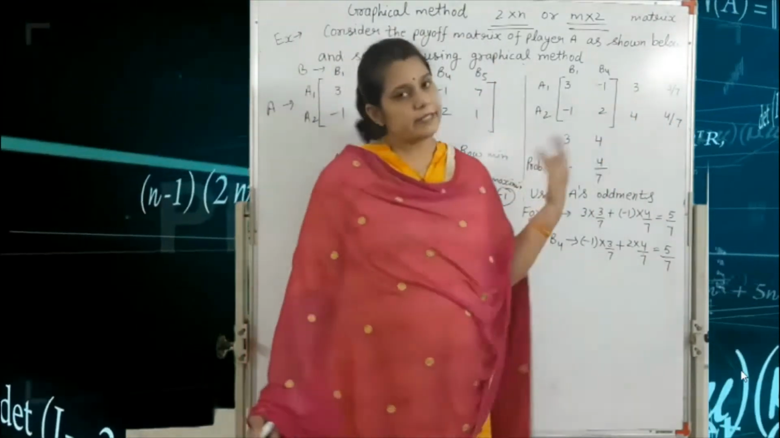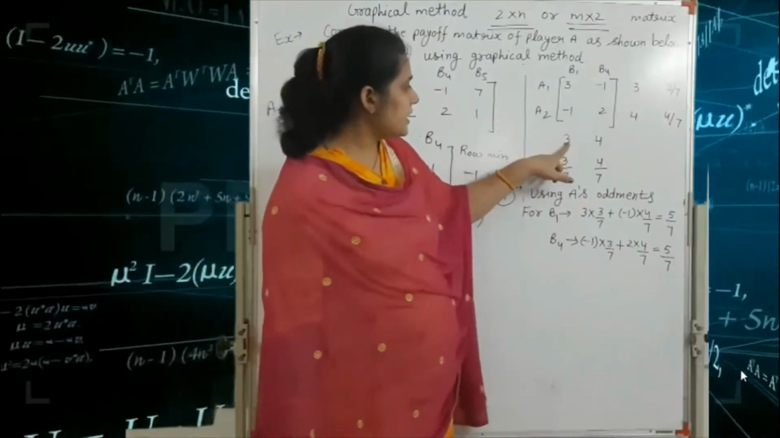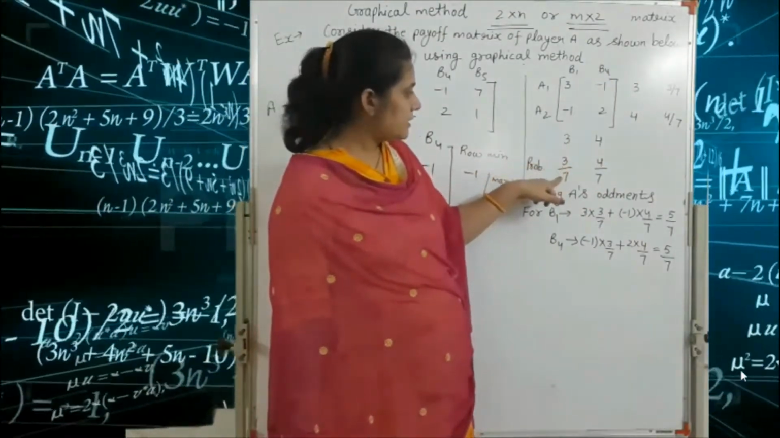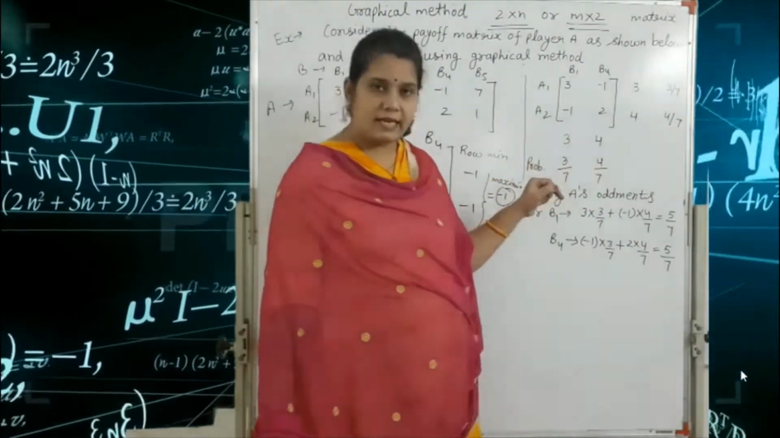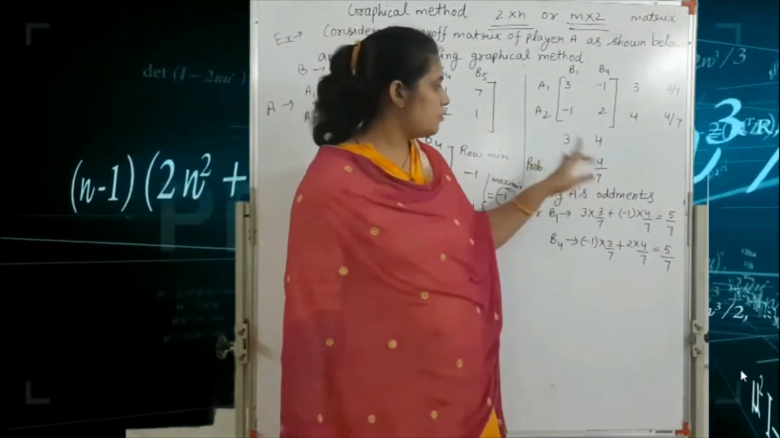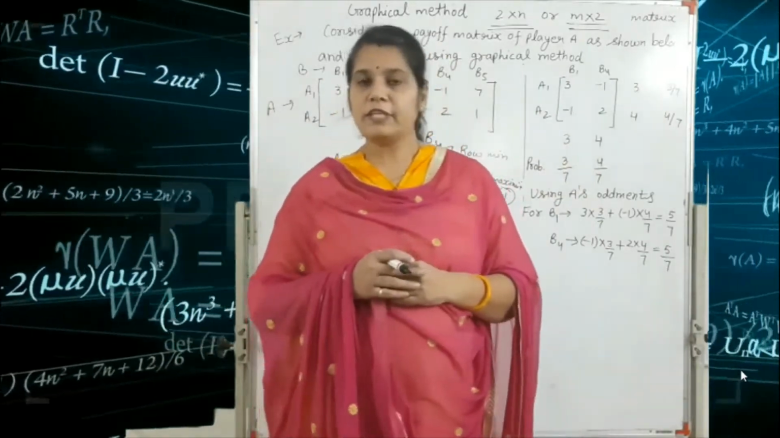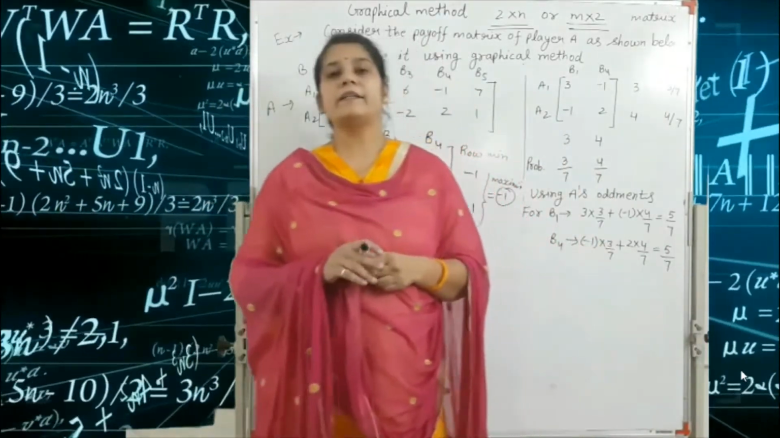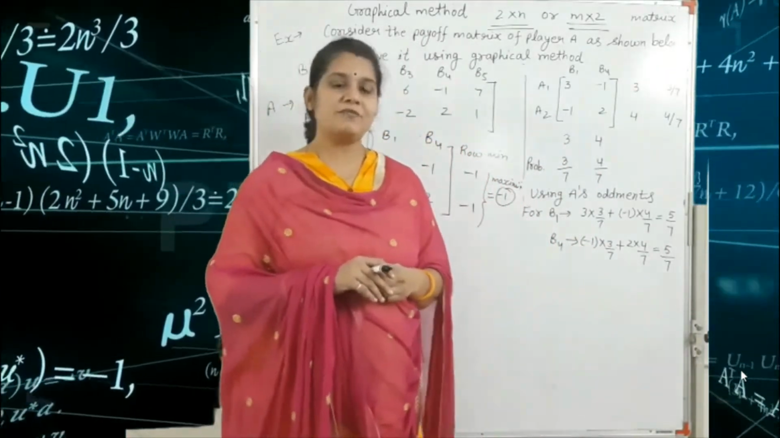Okay, we have already seen this in our previous lecture. Here the probability is 3 divided by 3 plus 4, 7. And here the probability is 4 divided by 3 plus 4 is equal to 7. Okay, so after that we find the oddments. So first we find the S oddments.